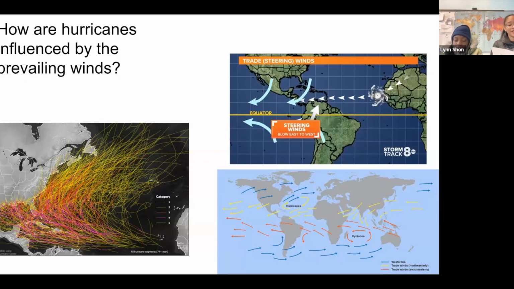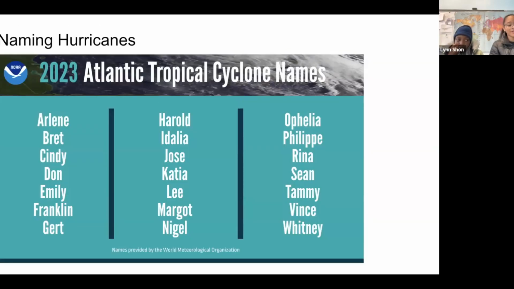Prevailing winds are winds that travel long distances from the same direction over and over again. The trade winds push tropical cyclones that form in the Atlantic Ocean west towards the Caribbean and the Gulf of Mexico. This is why hurricanes often take the very same path in the Atlantic Ocean that follows the trade winds. Storms are given short names to avoid confusion and streamline communications.